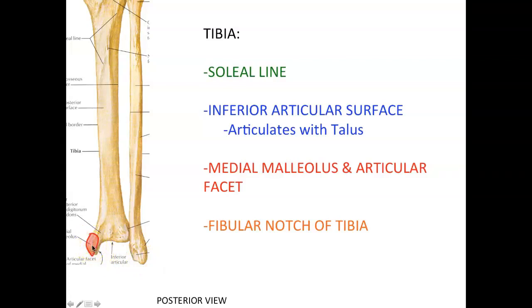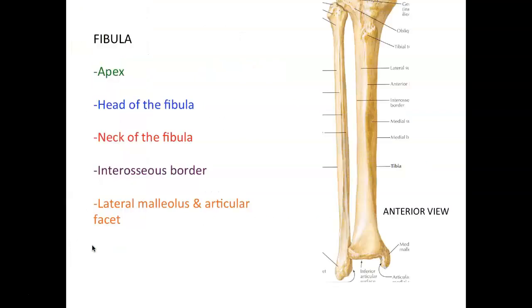Okay. The last thing we need to mention on the tibia is your fibular notch of the tibia, which you'll find right in this region. So it's just a little dip where the fibula will articulate with the tibia.